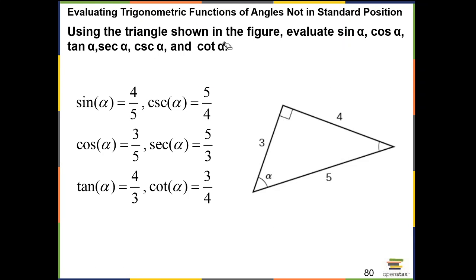It says, using the triangles shown, evaluate sine, cosine, tangent, secant, cosecant, cotangent. Okay, well, here's the angle. And we know the right triangle, even though the orientation has changed, but that's not going to confuse us, because we know the definition of sine is opposite over hypotenuse. So it's 4 over 5. And the same is for the other 5. So I want you to stop the video and make sure you understand why these are equal to what they are. And I'm going to move on.